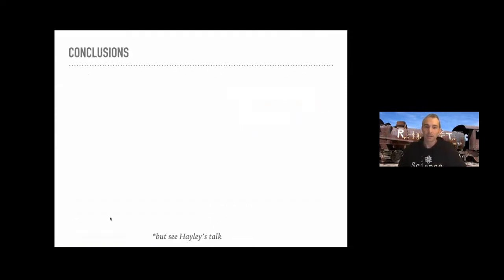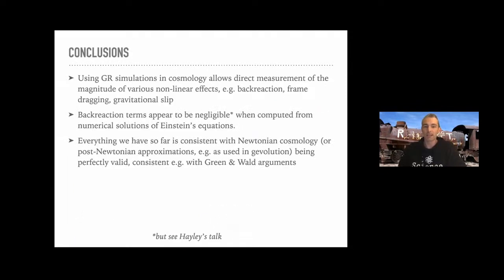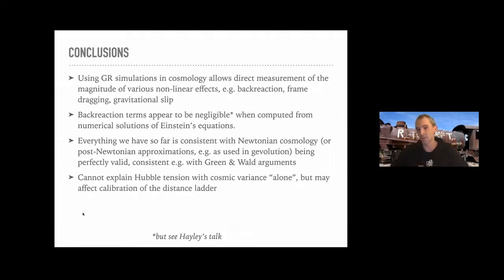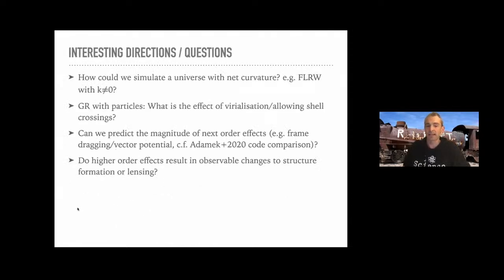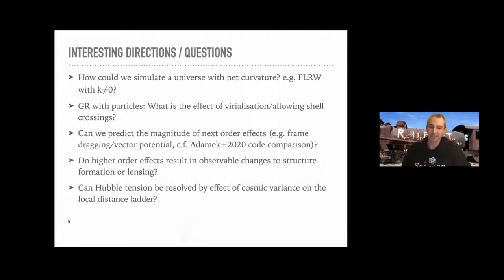All right, so just conclusions then. Basically, using GR means you can directly measure some of these things. We found pretty negligible back reaction, and everything we've found so far is consistent with perturbation theory being a good approach. And, you know, some interesting things on the Hubble tension. I'll leave some questions to be posed. It's interesting to see that some of these questions are already being answered. But I'll leave these up there for discussion. Thanks.